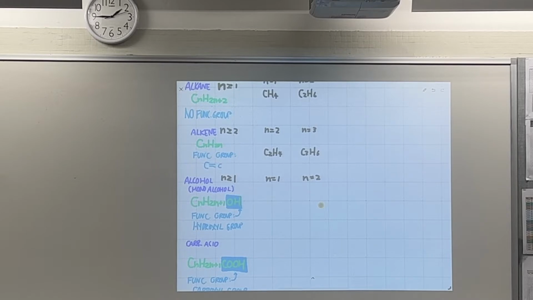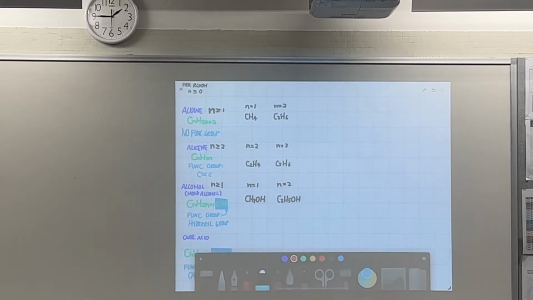Just want to integrate. CH3OH. Yes, that's the formula. What about the name? Methanoic. Another acid is the suffix. Methanol. Methanol. And the second one will be ethanol. Yeah, maybe put this down as well.